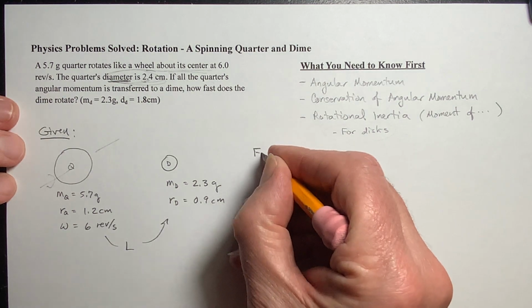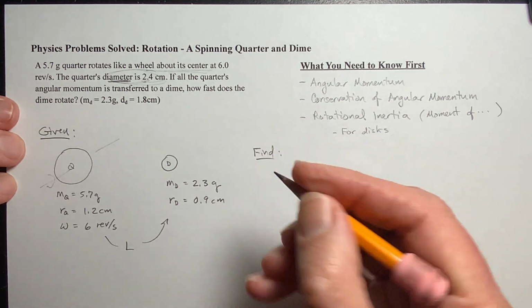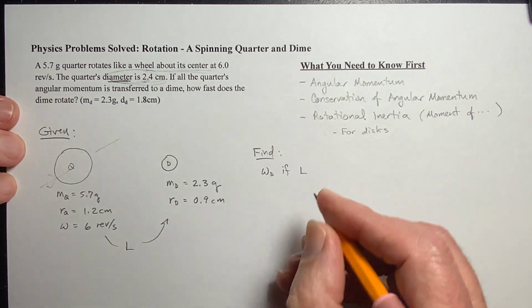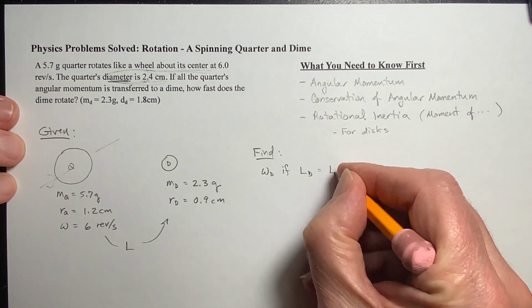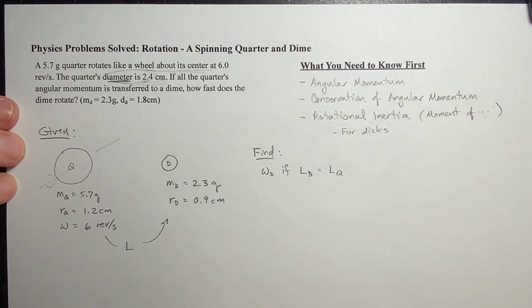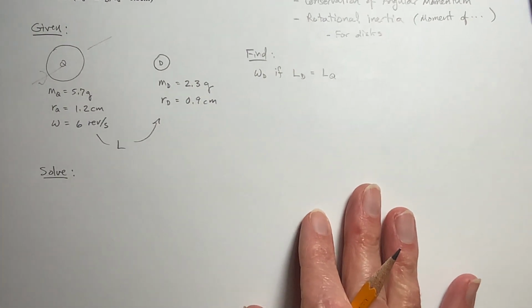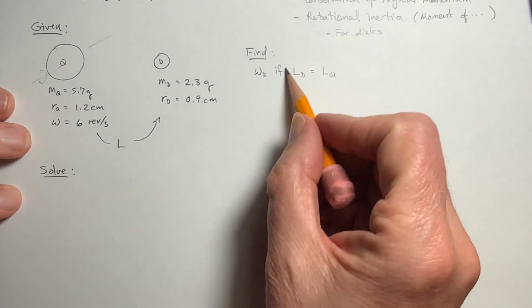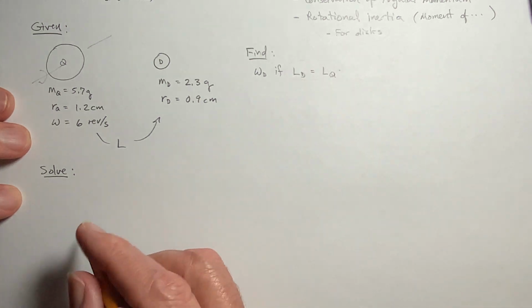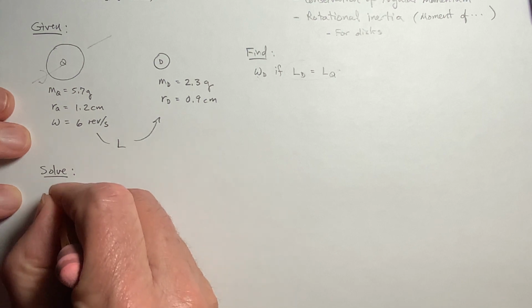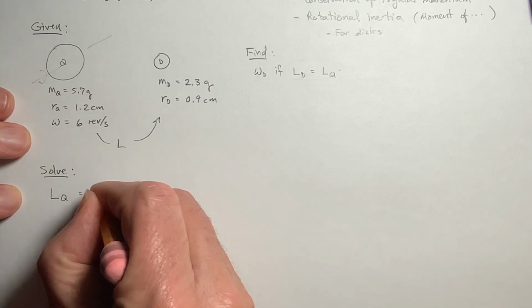So we want to really find the angular velocity of the dime if the angular momentum of the dime was the same as the angular momentum of the quarter. Okay, so let's solve it. I'm going to start with this, because it'll have what I want to find in it. The angular momentum of the quarter is equal to the angular momentum of the dime.